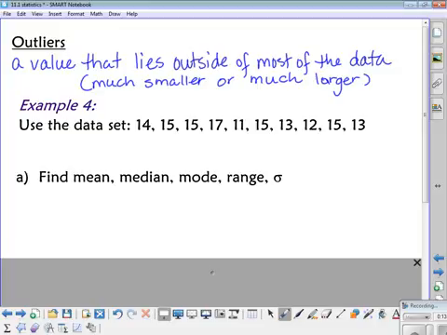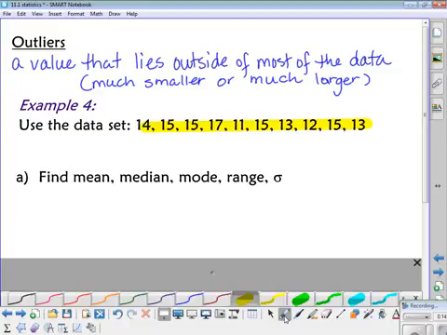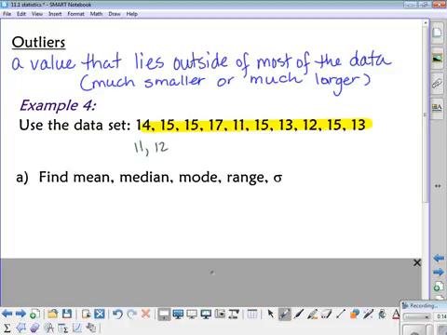Okay, so we're going to use this data set here: 14, 15, 15, 17, 11, 15, 13, 12, 15, 13. But before I can use that data, what do I have to do to it? It needs to be in order from the least to the greatest, yes. So put it in order. All right, so what is it in order? 11, 12, 13, 14, 15, 16, 15.